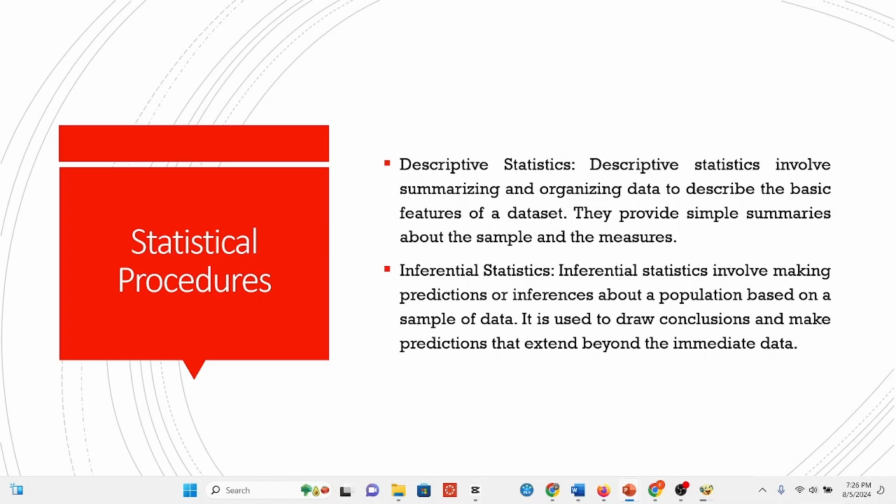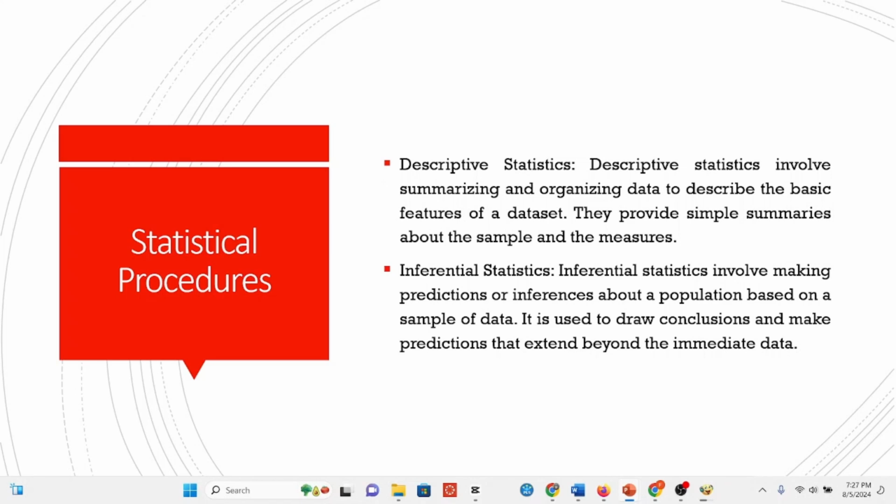It is used to draw conclusions and make predictions that extend beyond the immediate data. It involves using sample data to make inferences or predictions about a larger population. This branch of statistics allows researchers and analysts to draw conclusions about population parameters based on sample statistics. Inferential statistics is essential when it is impractical or impossible to study an entire population due to constraints such as time, cost, or accessibility.